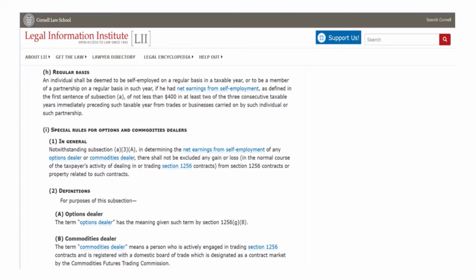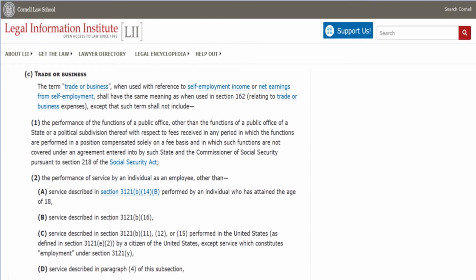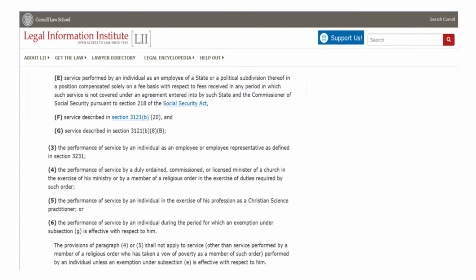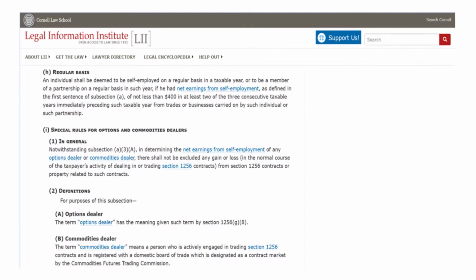And one thing, we are showing you three snapshots on the screen right now. The first one is 1402C, the second one also is from 1402C, and the third one is about 1402H. All those snapshots are from the Cornell Law School, and we want to thank them for providing this resource to us. So you need to demonstrate that you have a regular business, and then you need to demonstrate that you are actually generating money from that.